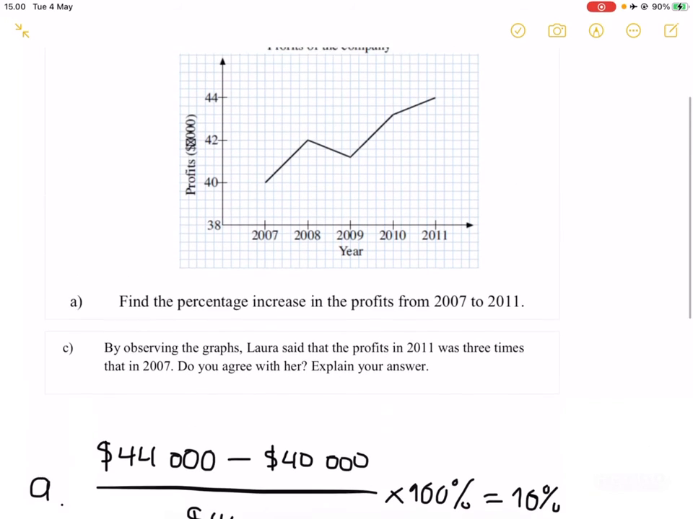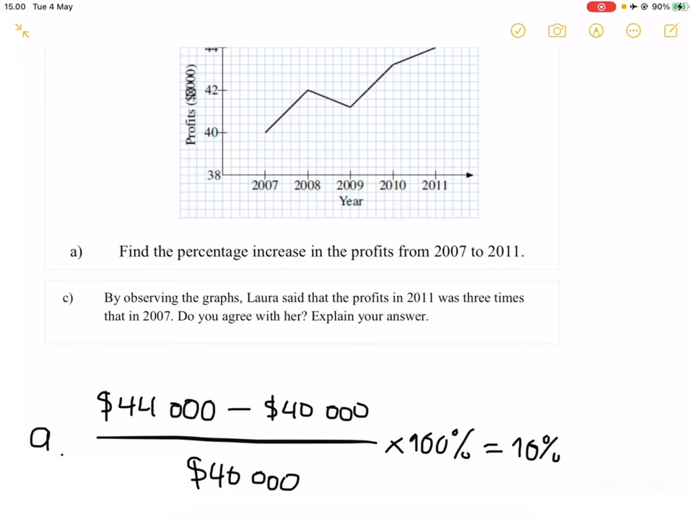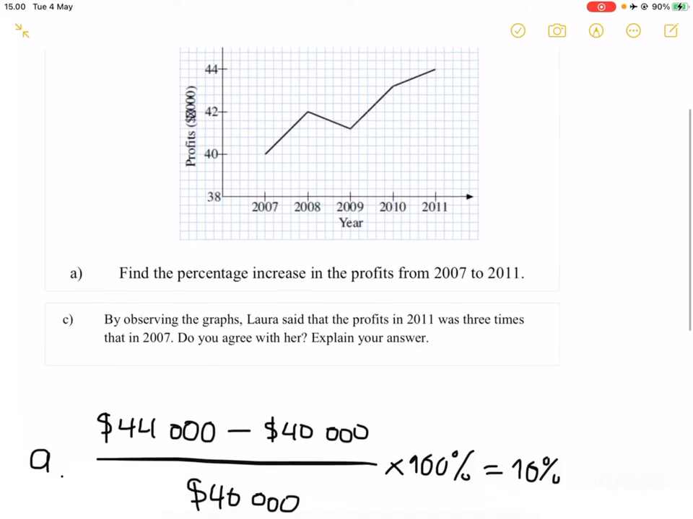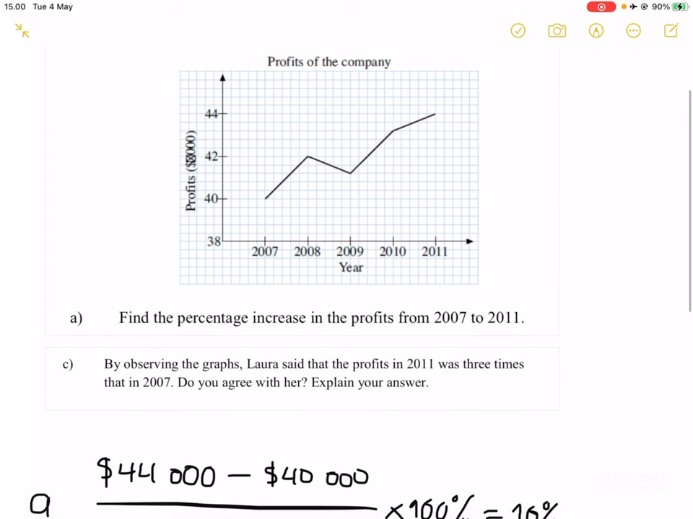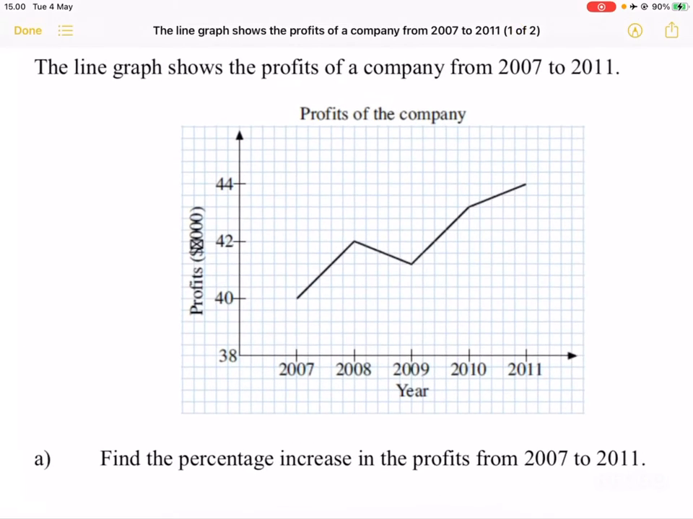Well, I've skipped part B in this case, and we just jump to part C. By observing the graphs, Laura said that the profits in 2011 was 3 times that in 2007. Do you agree with her? And explain your answer. And of course, theoretically, the position of the dot or the point on 2011 is 3 times as high as that in 2007.